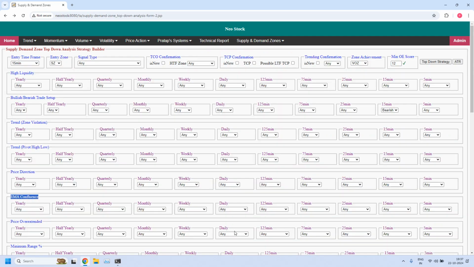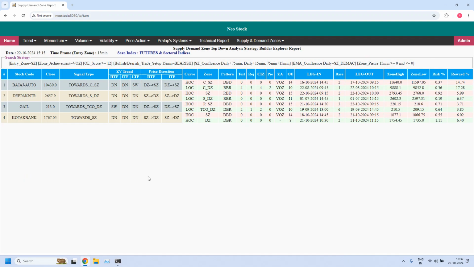So in the EMA confluence at the daily time frame, daily supply zone with daily EMA confluence, the parameter we set, let's verify. We got 4 stocks. All 4 stocks are having daily EMA confluence. I mean all these 4 supply zones are having daily EMA confluence. And also all the 4 stocks are LTF, ITF, HTF confluence. That means the 15 minute supply zone is part of the 75 minute supply zone. Both together again part of the daily supply zone.